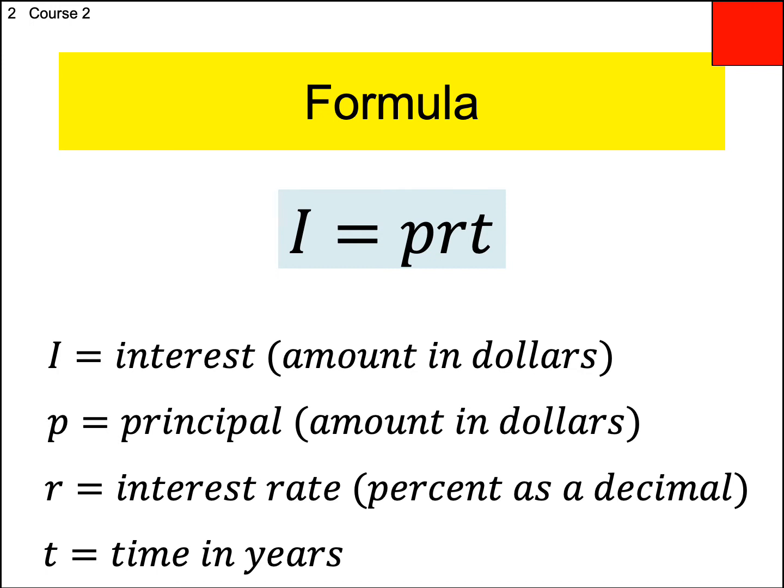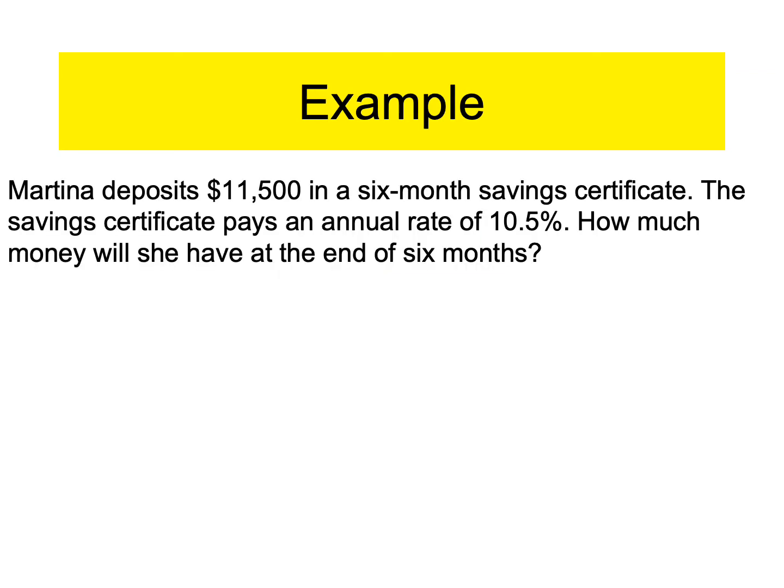So how does this work? All right, everybody have the formula copied down? Well, here's an example. Martina deposits $11,500 in a 6-month savings certificate. So she's giving the bank money, in this case $11,500, for 6 months. She's not going to touch the money for 6 months. The savings certificate pays an annual rate of 10.5%. Geez, I wish that my bank paid that much. How much money will she have at the end of 6 months?